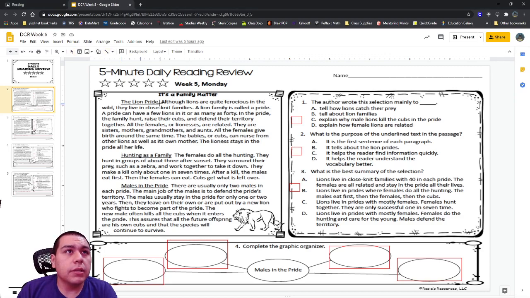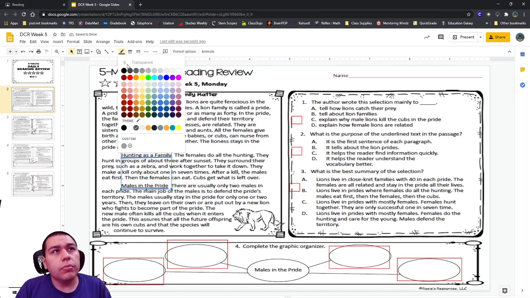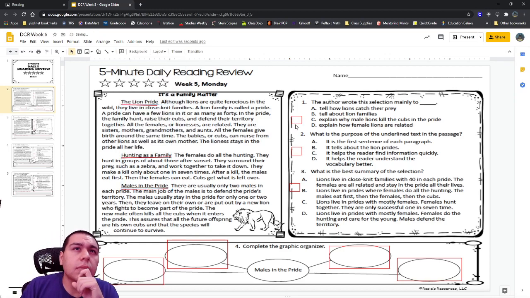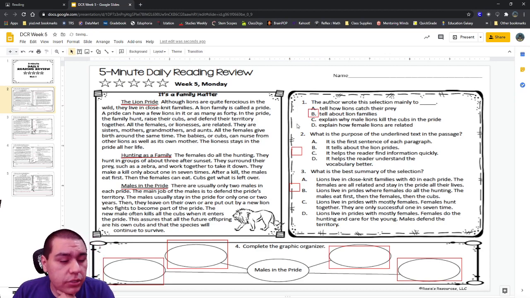They told us first about the lion pride, which is like a family for a lion, right? It's a group. Then it told us about them hunting in the family, like what everyone's job is as far as hunting. And then they talked about the males. What do the males do in the pride? So answer choice B is a great answer choice.